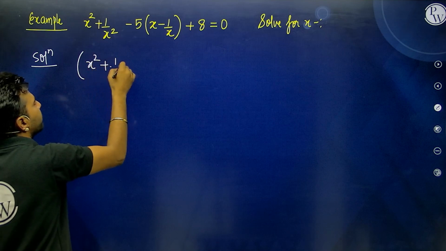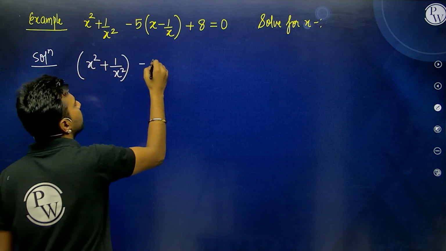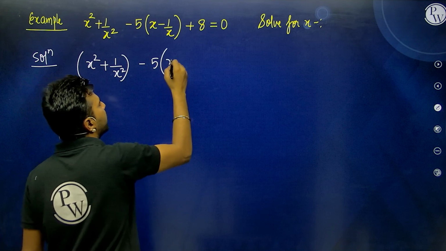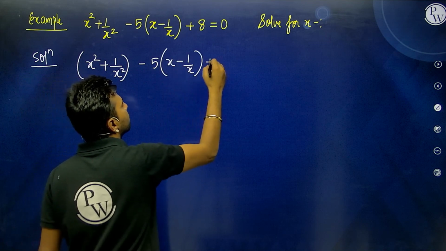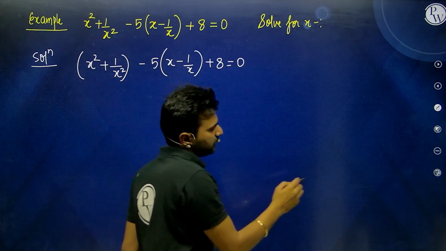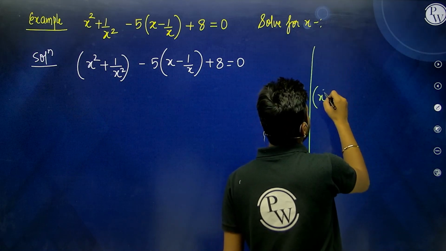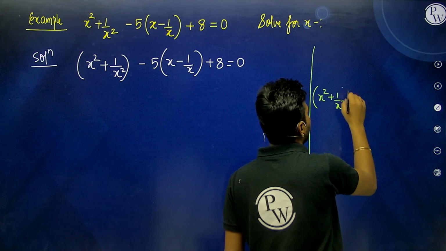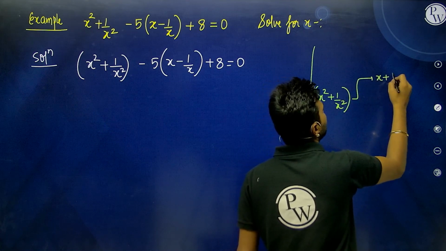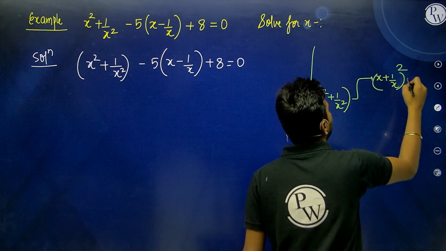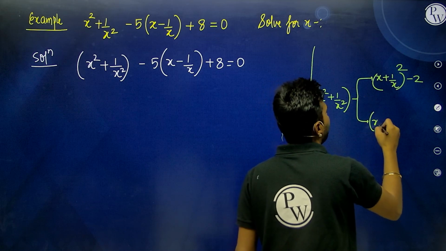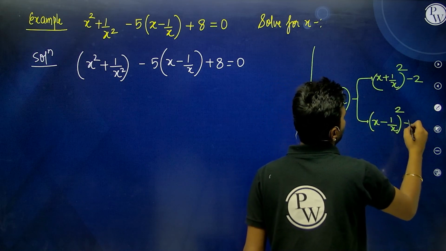Segregating these x square and 1 by x square terms and then simply writing the equation as it is. We know one thing: x square plus 1 by x square can be written in two ways, either x plus 1 by x the whole power 2 minus 2, or x minus 1 by x the whole power 2 plus 2.